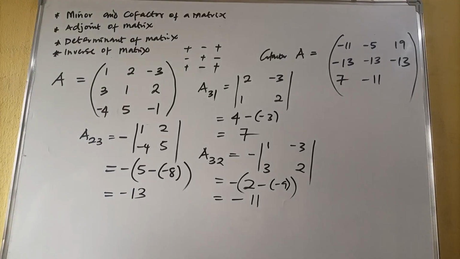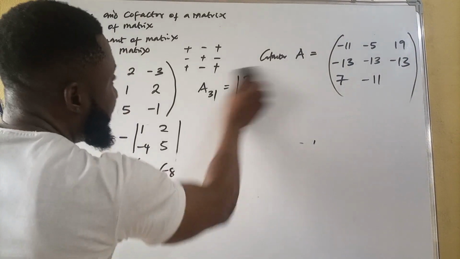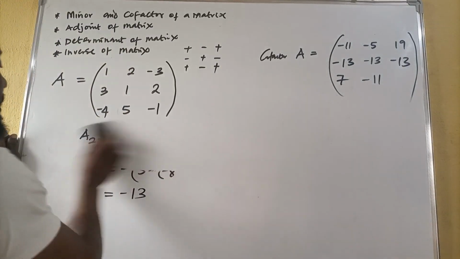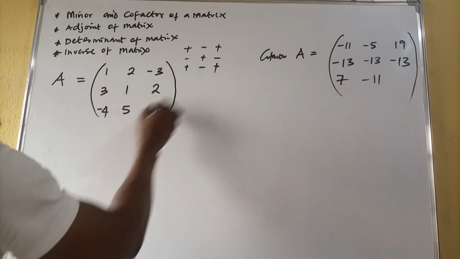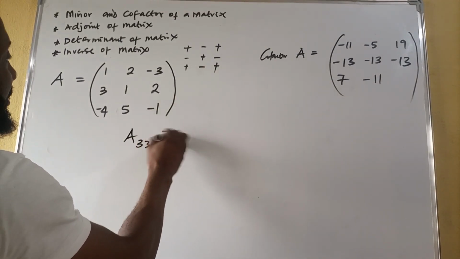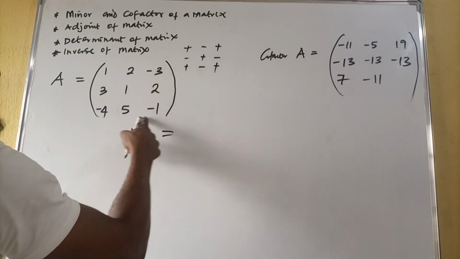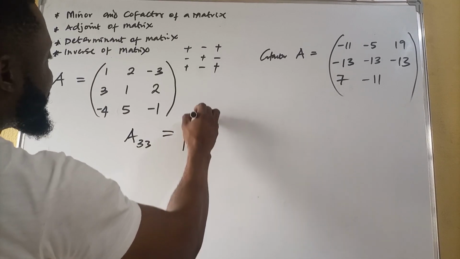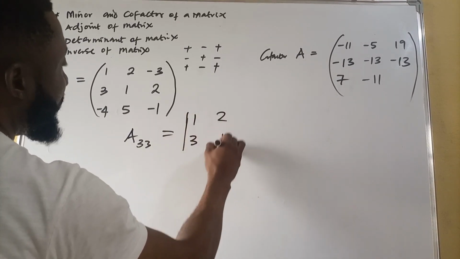So the last one we are going to do now is for A33. So watch it out. I'm going to look at A33. The conversion sign there is positive. So A33, which is minus 1, I'm going to delete this column of minus 1 and I will delete this row. That will give me 1, 2, 3, 1.